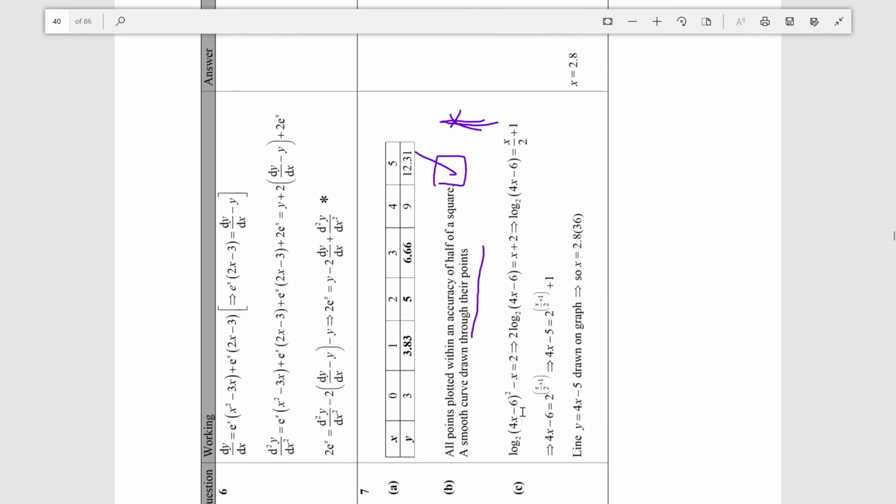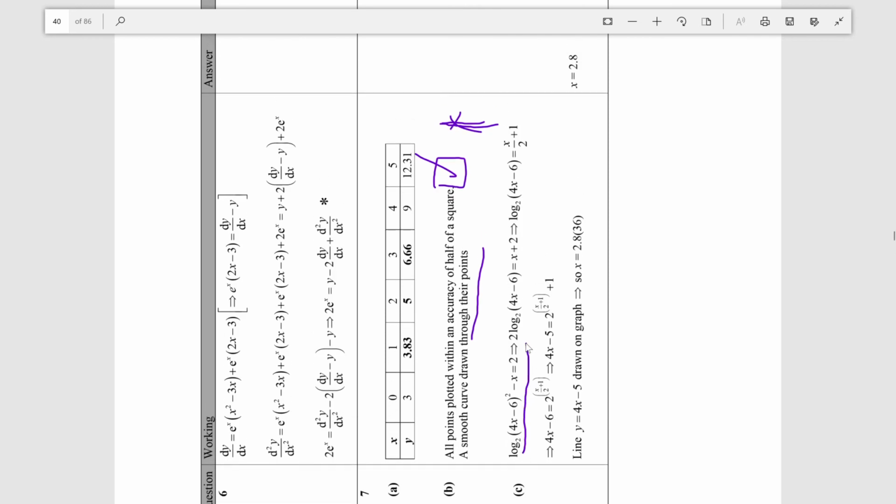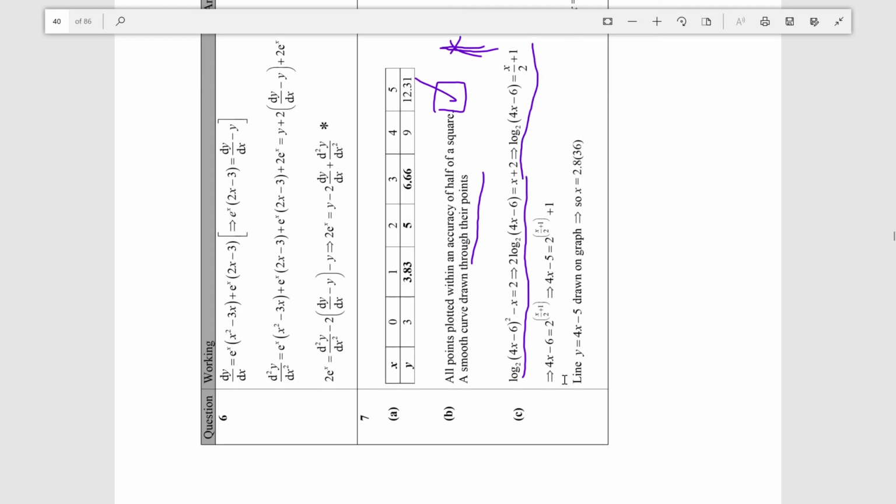And finally, manipulating this equation, well, I suppose this also works, but we spotted that we could divide by 2 first. And we got this. We took the power of 2 on both sides, and 4x minus 5 must be this equation. And line 4x minus 5 must be drawn on the graph. So x is about 2.8.